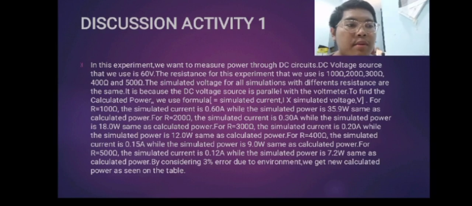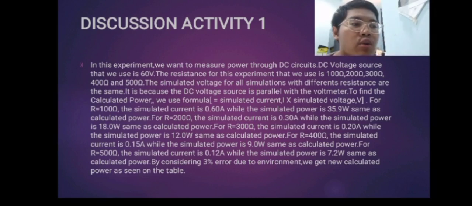Okay, in this experiment, we want to measure power through DC circuits. The DC voltage source that we use is 60 volt. The resistances for this experiment are 100, 200, 300, 400 and 500 ohm. The simulated voltage for all simulations with different resistance is the same, because the DC voltage source is parallel with the voltmeter.